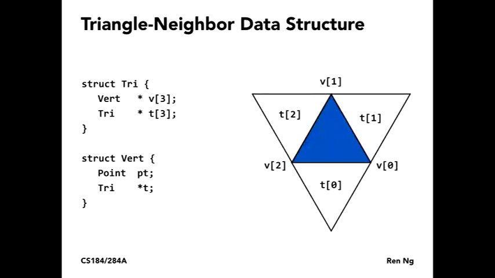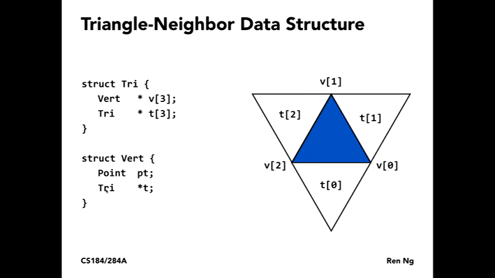So the triangle neighbor data structure is the first topological data structure I want to talk about. Okay, so what does it look like? Here's the data structure definition. Here's the structure for this triangle node. It has pointers to 3 vertexes, and it has pointers to 3 triangles. There's a vertex node. It contains a point P, in this case the XYZ position of this vertex, and it has a pointer to 1 triangle. In this case, that vertex will just point to any one of the triangles that surrounds it.